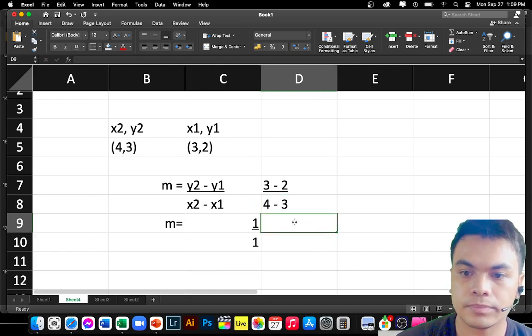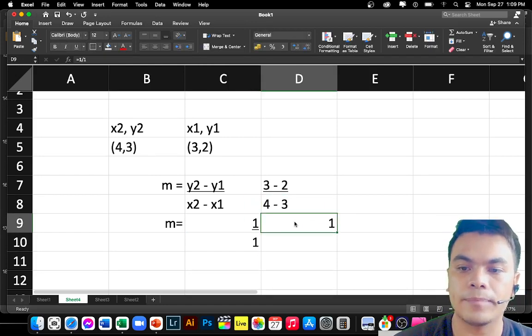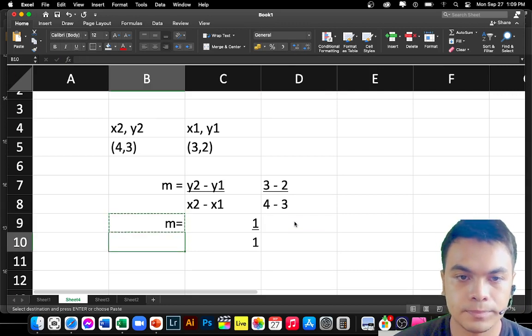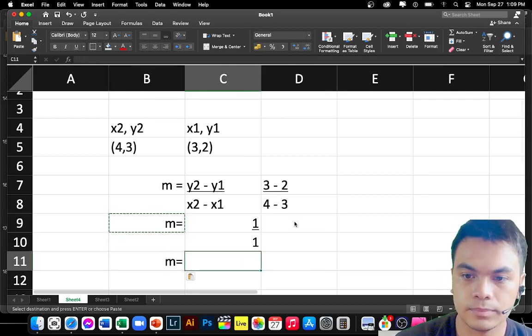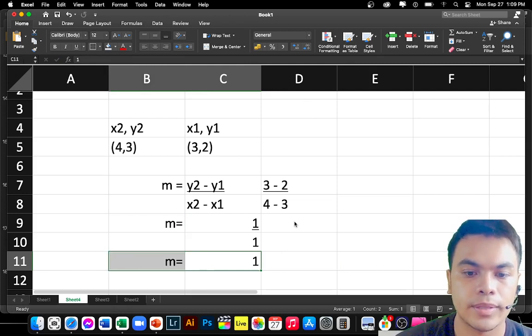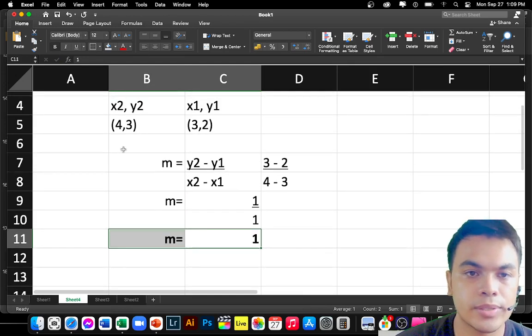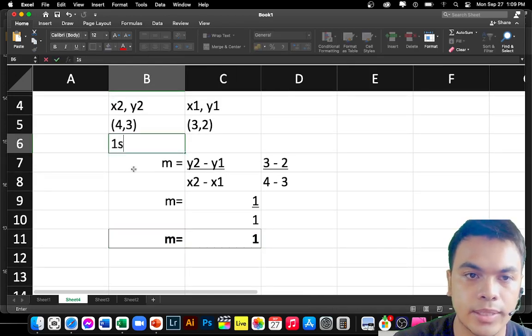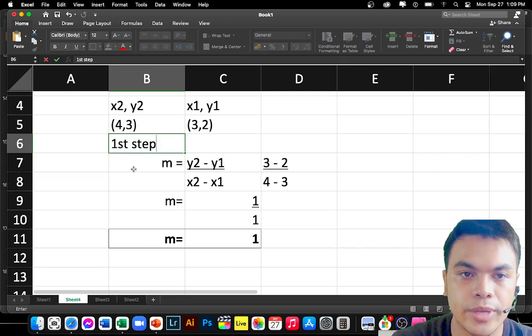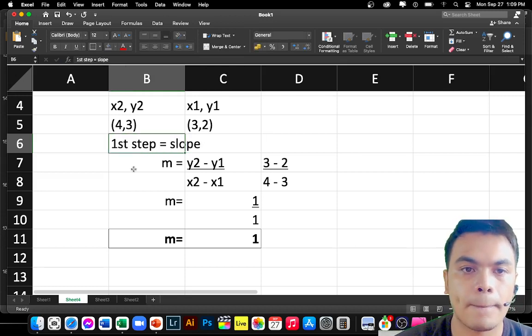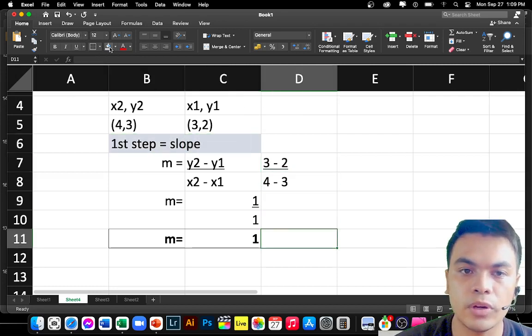Or 1. Okay, our m is 1. Let's put a box on it. So this is now our first step. Let's put here: first step, slope. The slope. Highlight. Okay. Now let's move on to the second step.